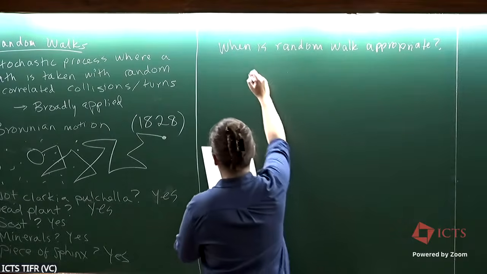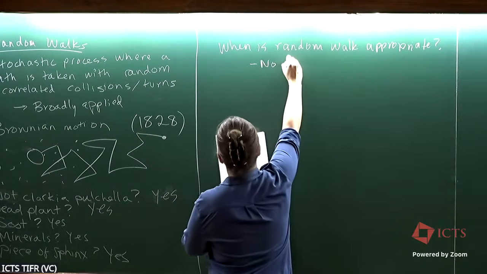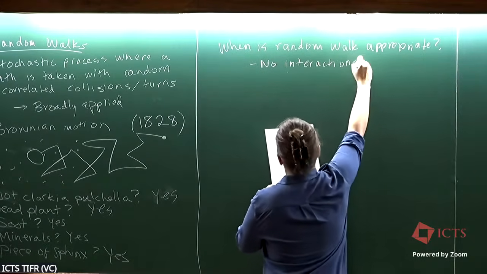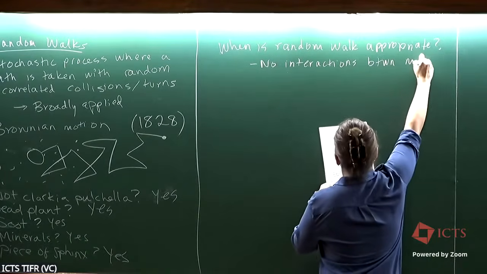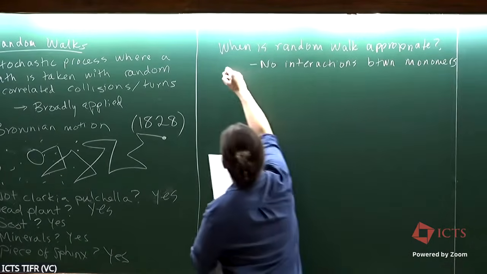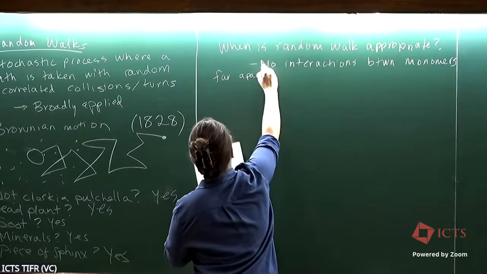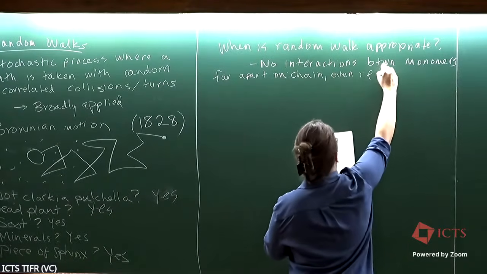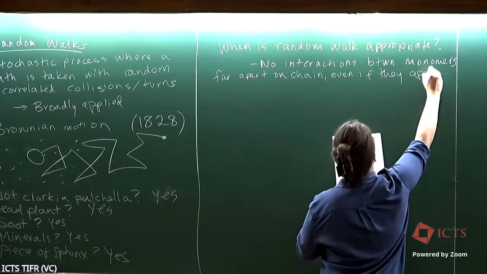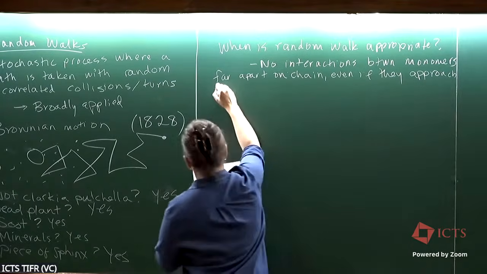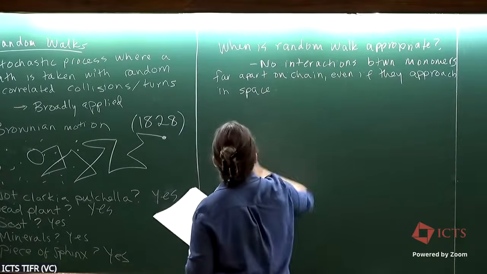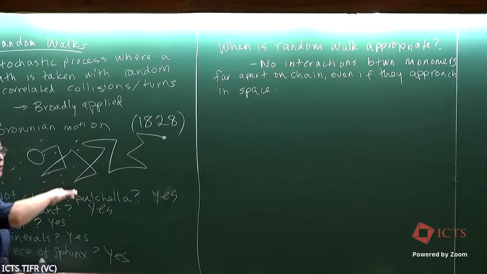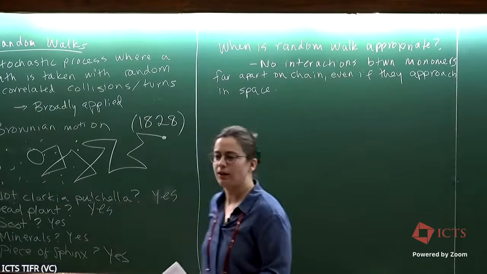So a random walk is appropriate when there are no interactions between monomers that are far apart on the chain, even if they approach each other in space. This does not actually mean that we need to assume that our polymer is making such sharp angles as I've drawn here in this caricature of Brownian motion.